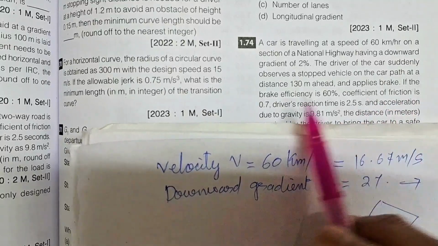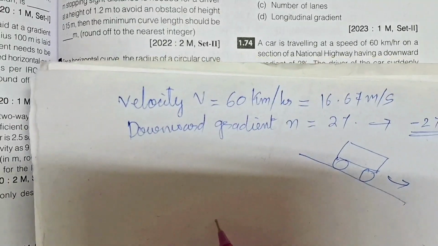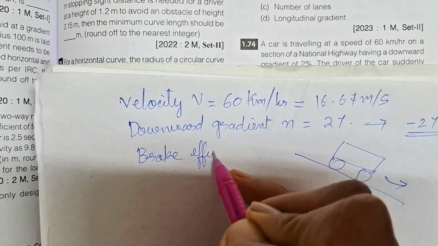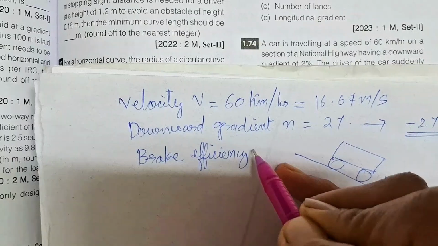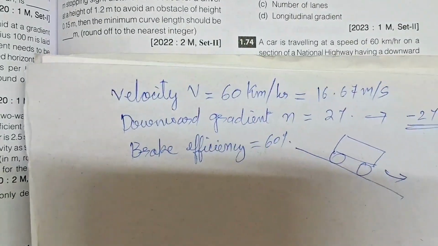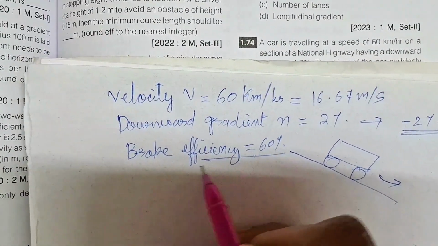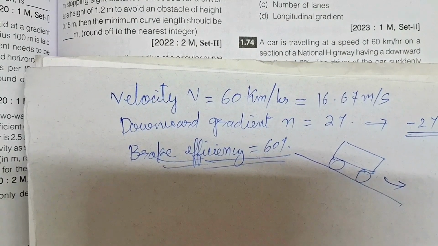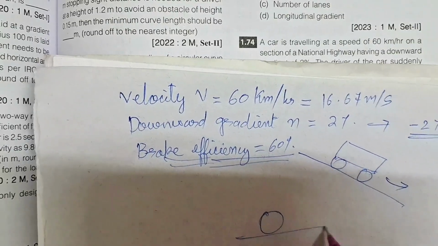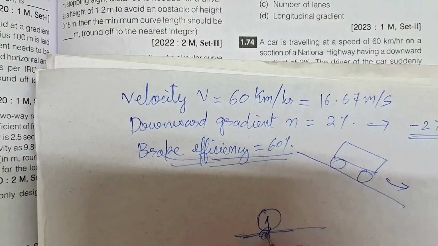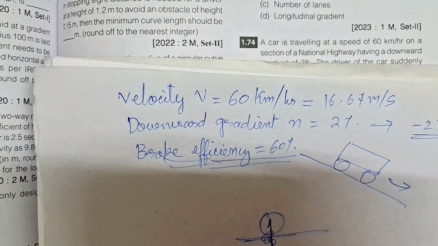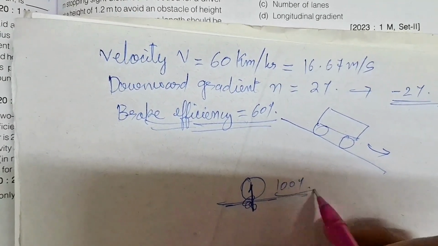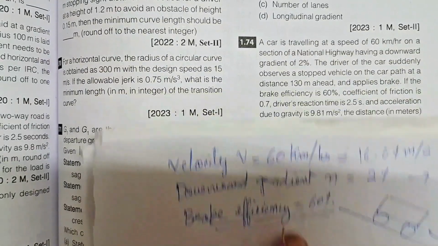And applies brake if the brake efficiency is 60%. Now see, they have given brake efficiency of brake, basically it is 60%. So what does it mean? The efficiency of brake is 60%. Suppose if the brake efficiency is 100%, then skidding will occur. ठीक है, कि wheel lock हो जाएंगे. If 100% efficiency, then as soon as we are applying brake, the wheel will stop at that point only. Okay, so we don't want 100% efficiency. So okay, 60% brake efficiency is given.